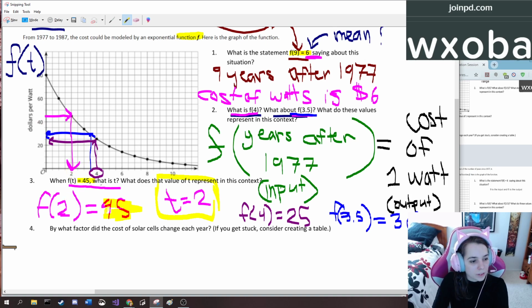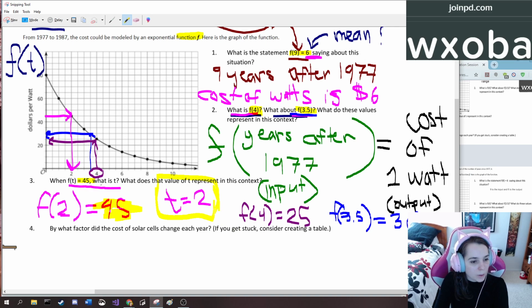So when you're using a graph to answer these kinds of questions, it's important to pay attention to what they're asking you for. If they give you the number inside, you're starting on the horizontal and then going to the vertical. However, if you're given the number on the outside, like here, you're going to be starting on the vertical, going to the line, and then down to the horizontal.